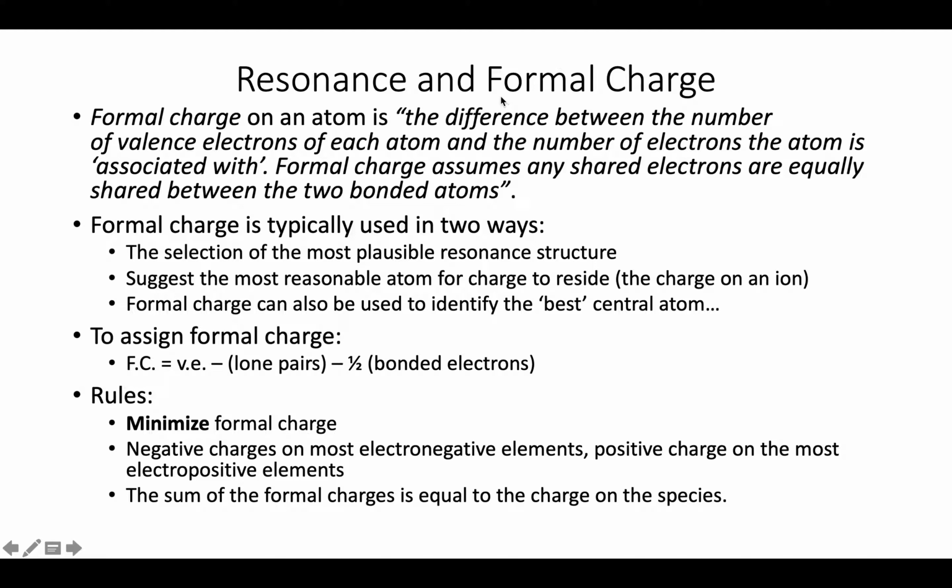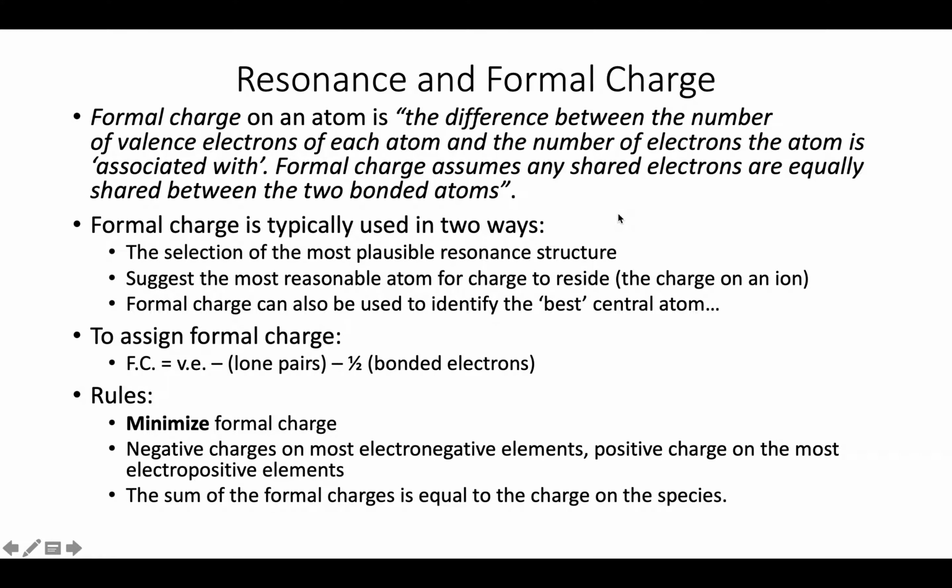And it would be associated with the concept of formal charge. Formal charge, wow, that's a busy slide. Formal charge is the difference between the number of valence electrons of each atom and the number of electrons the atom is associated with. I tend to call that the atom owns, and I'll show you what I mean by that. Formal charge assumes any shared electrons are equally shared between the two atoms. That's not a valid assumption, but it's a bookkeeping thing, just to keep track of how many electrons in the molecule each atom quote unquote owns.